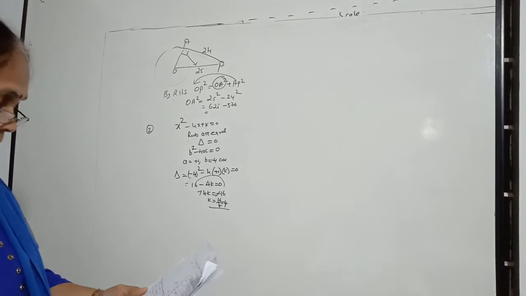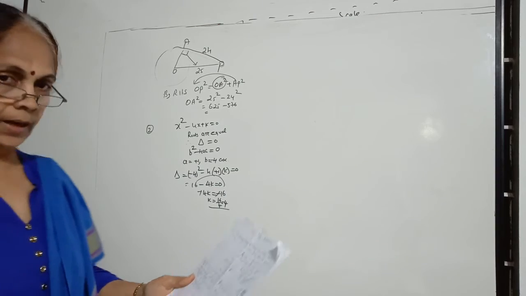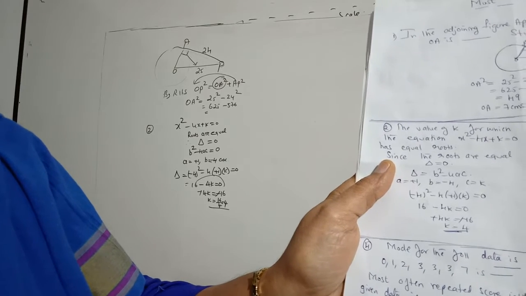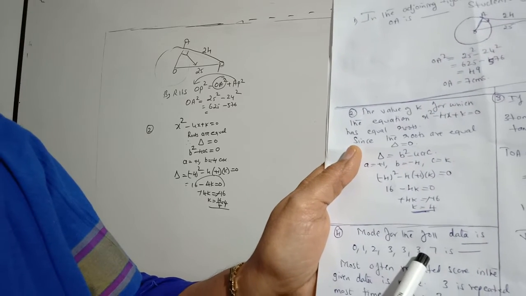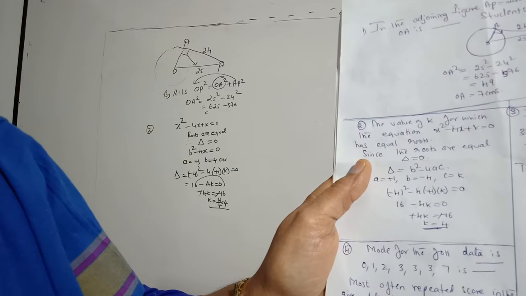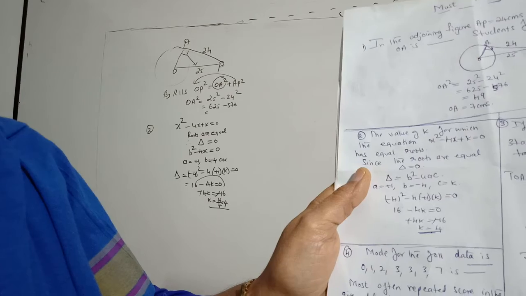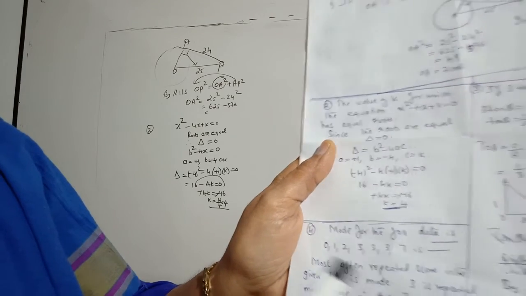And then the next one, find the mode for the following data. See the question is here. Find the mode for the following data. See the number 3 is repeated many times. Therefore the mode is 3. Volume of the frustum is 1 by 3 pi h into r1 square plus r2 square plus r1 into r2.